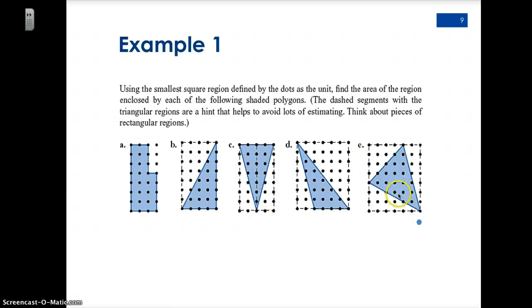E is much harder. One way to do E is find the area of the whole rectangle and take away these white triangles. It might be easier to find the whole rectangle and then take away the area of each of these smaller white triangles outside.